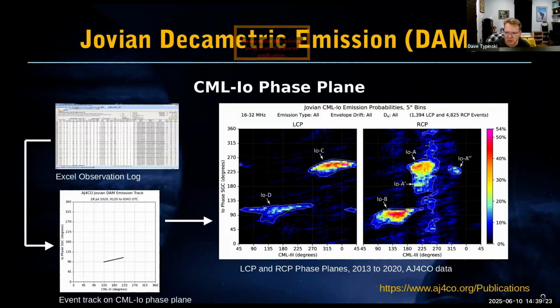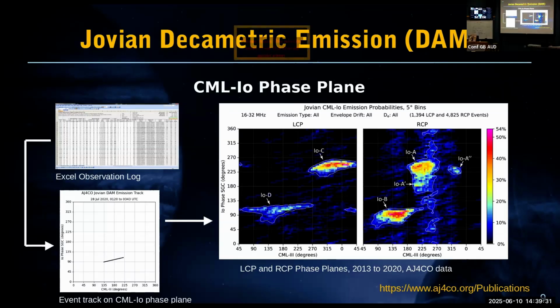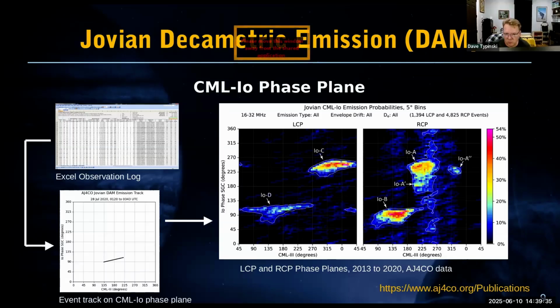CML3 is basically the central meridian longitude system 3 of Jupiter. That's the magnetosphere's longitude. And on the vertical axis, we have Io phase relative to superior geocentric conjunction, which is when Io is directly behind Jupiter. It's at 180 when it's between Jupiter and the Earth.